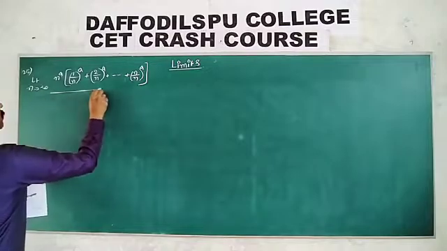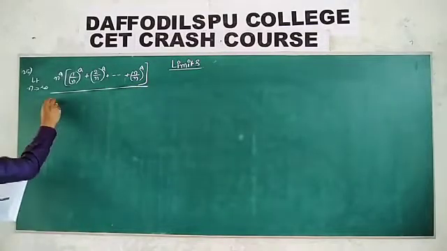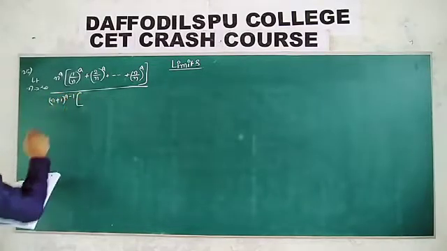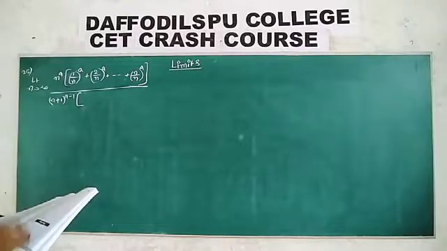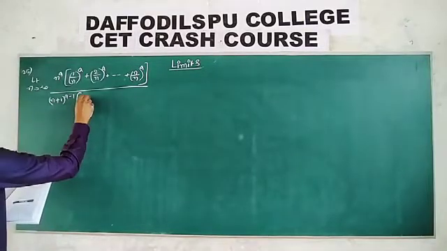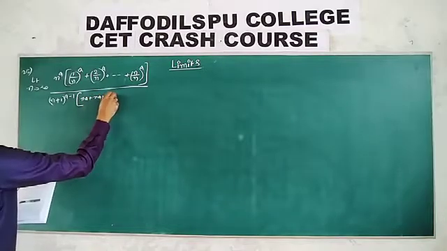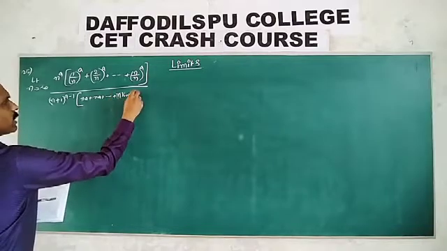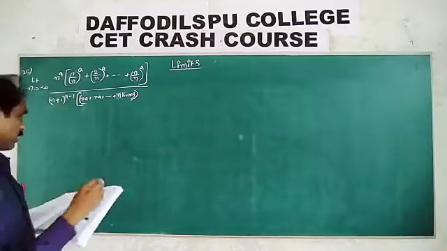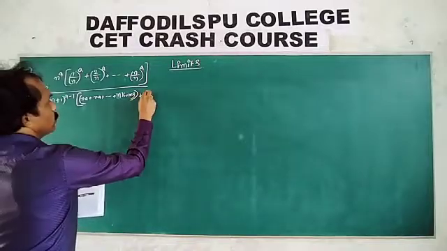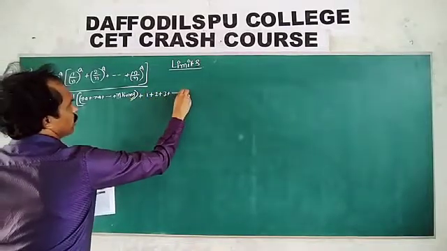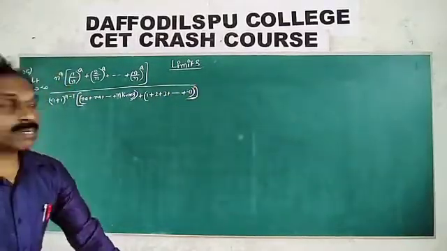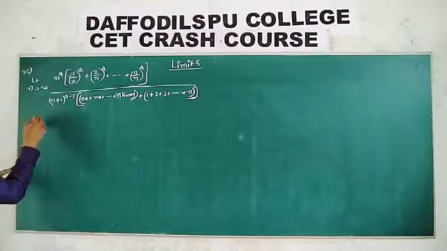So what is the denominator? The denominator is (n+1)^(a-1) times the sum. These n terms: n plus n, and so on, n times. n times are there. Plus 1 plus 2 plus 3 plus so on, plus n terms. This is the denominator. Convert the denominator like this.